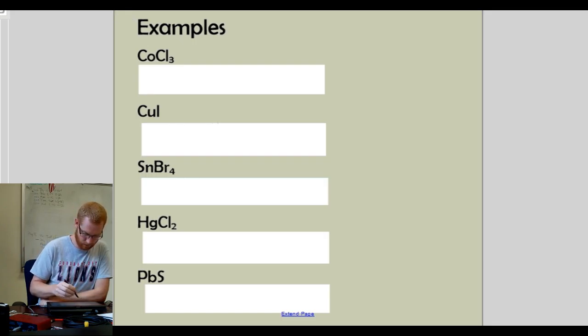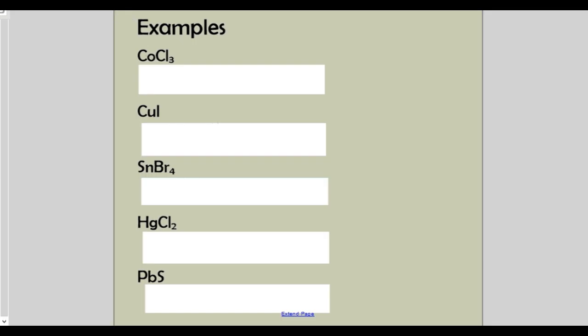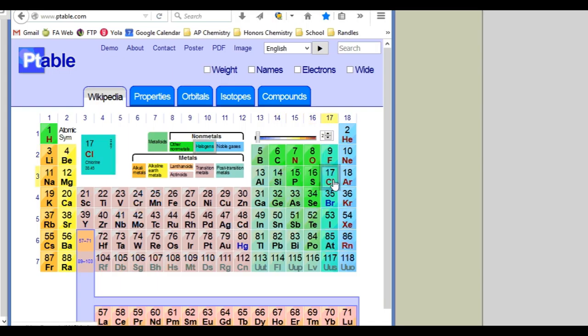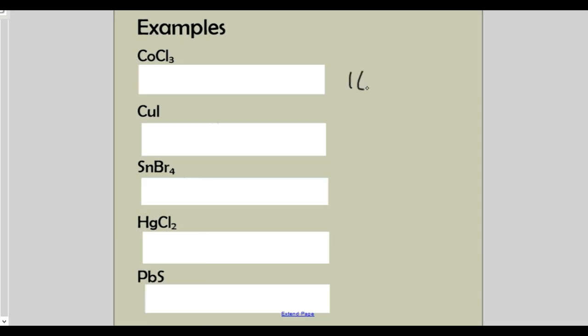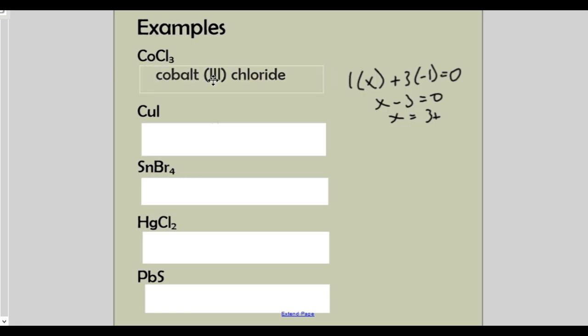CoCl3. All right? We got cobalt, we got chloride. Chloride has a -1 charge. So, we have 1 cobalt, so 1 cobalt, plus 3 chlorides with a -1 charge equals 0. x minus 3 equals 0. x equals 3. So the charge on that cobalt ion is 3 plus. Okay? And so we call it cobalt 3 chloride.